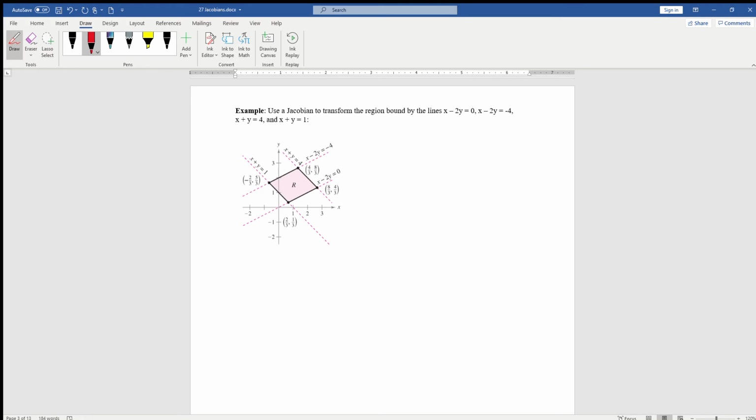So suppose we have this region R, and R is bound by 4 lines. The 4 lines are x plus y equals 1, x plus y equals 4, x minus 2y equals negative 4, and x minus 2y is 0. Let's suppose for some reason we wanted to evaluate a double integral over that region.